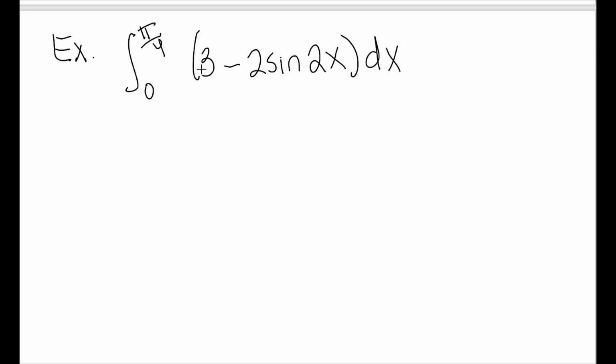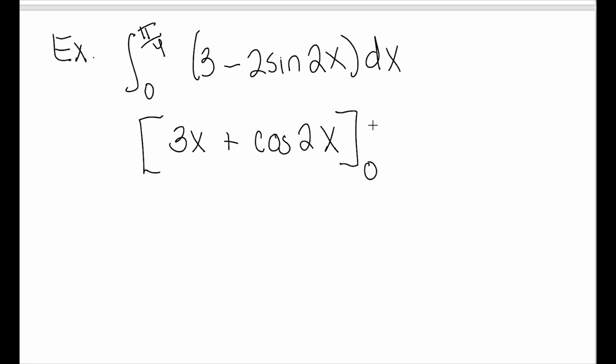So the 3, when I integrate, becomes 3x. Sine integrates to negative cosine. But since this is already a negative, I will have negative 2 over 2, since we're dividing by this, times negative cosine 2x. So it really becomes positive 2 over 2, which is 1, cosine of 2x. Now, since it's a definite integral, we're not adding c, but we're integrating between 0 and pi over 4.